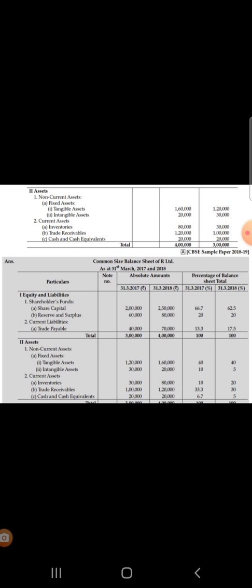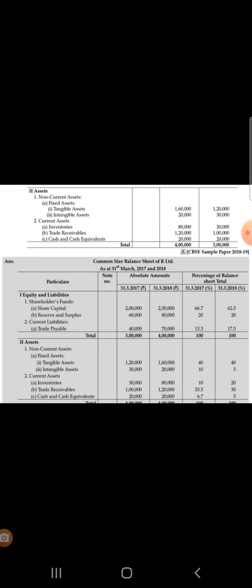Okay, now let's start. We have to write all the details of the balance sheet in our particulars. On the top, we have to write all the liabilities and equities, and below that there would be the assets. After writing all this, we have to write the absolute amounts for the years 2017 and 18. Please be aware that first we have to write the details of the previous year, and then afterwards the details of the current year.